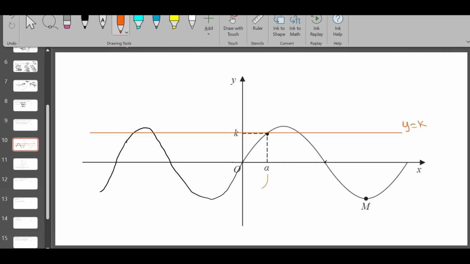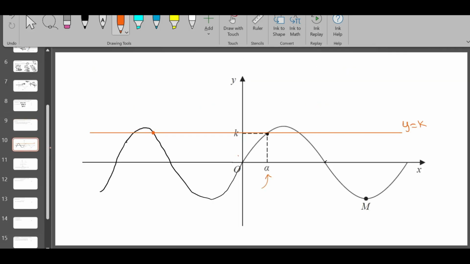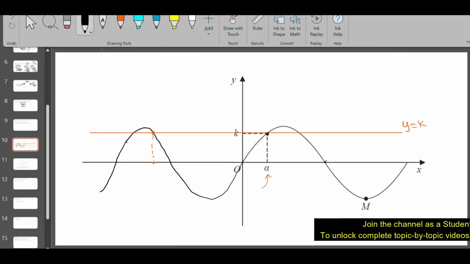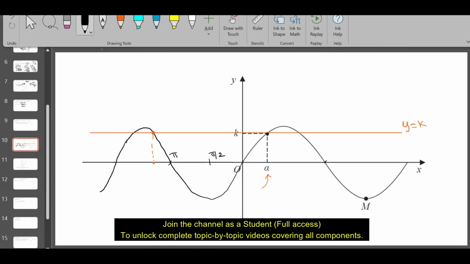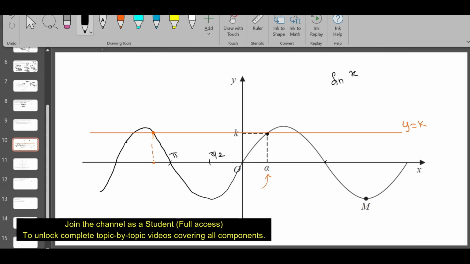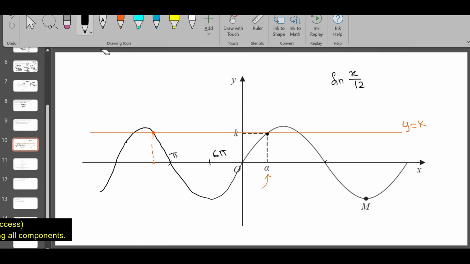This is the smallest positive solution. They want you to find the negative solution that is closest to 0. So this is the one closest to 0, right? Okay, we need to know the x coordinate of this point. In the actual sine graph, this is pi over 2, this is pi. But we are talking about this sine graph, x over 12. So we need to multiply by 12. So this becomes 6 pi, this becomes 12 pi.